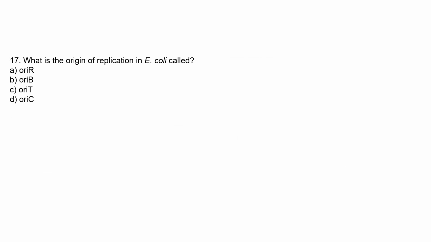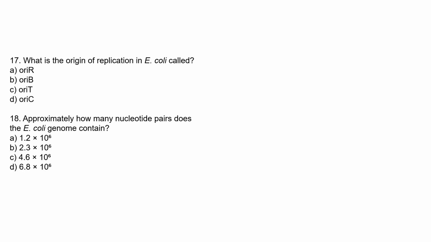Okay, continuing from there, the next question is, what is the origin of replication in E. coli called? Option D. Great, so you guys know this very well. It's option D. It's called OriC, and there is just the one per chromosome of a prokaryote.